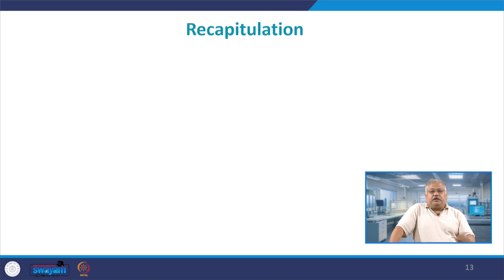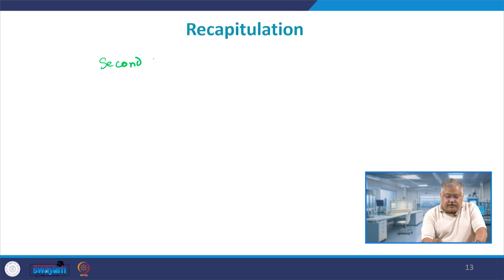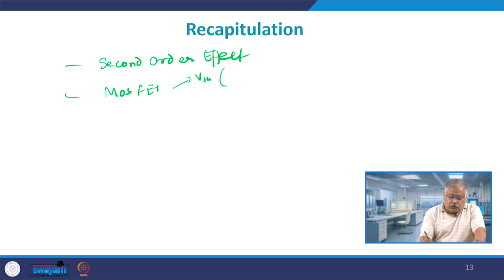So with this, let me recapitulate what we did in this lecture. We looked into the second order effects, or short channel effects, and then we looked into the MOSFET's second order effects, for example threshold voltage, and how threshold voltage depends on the value of VSB, and we did a numerical problem to show you that there will be a threshold voltage change because of the source voltage change.